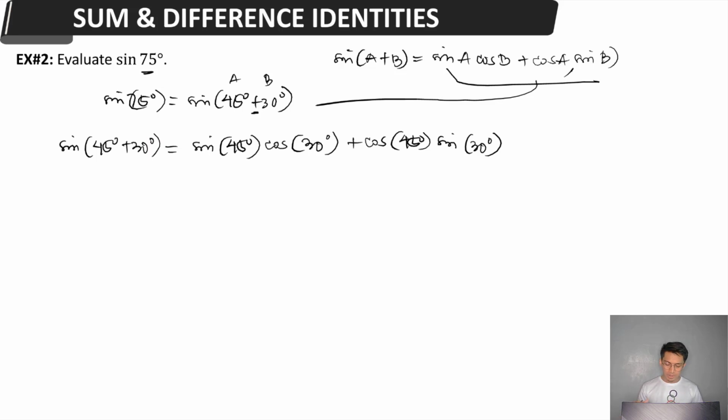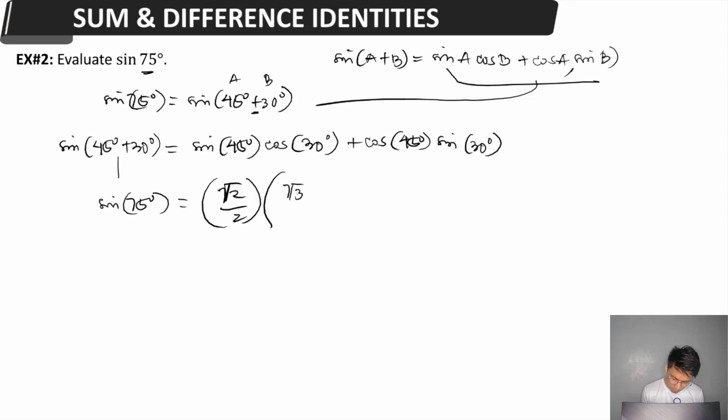Okay, now again, we already know the value of sine 45, cosine 30, cosine 45, and sine 30 since given na sa atin yung values niyan from the special and quadrantal angles in terms of degrees and radians. So, pwede natin ibalik to as sine 75 degrees. Sine 45 is equal to square root of 2 over 2. Cosine 30 is equal to square root of 3 over 2. Cosine 45 is square root of 2 over 2 pa din. And sine 30 is equal to 1/2.